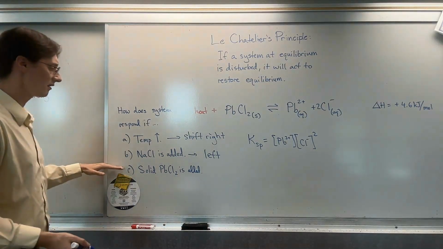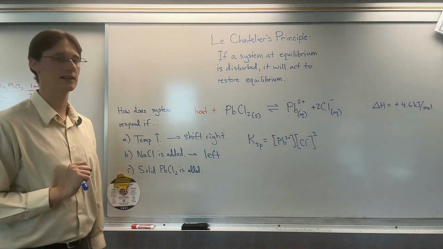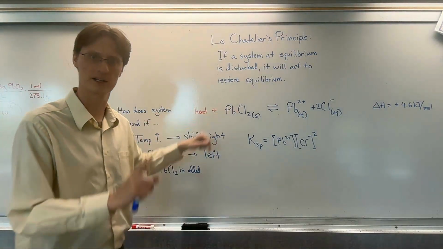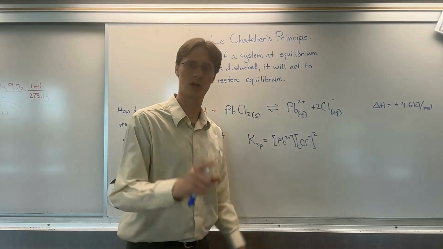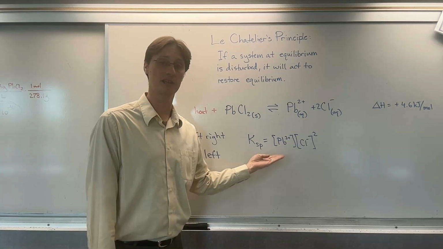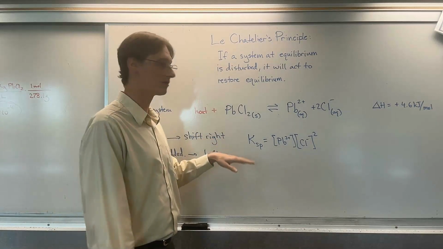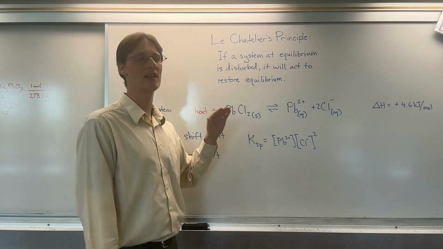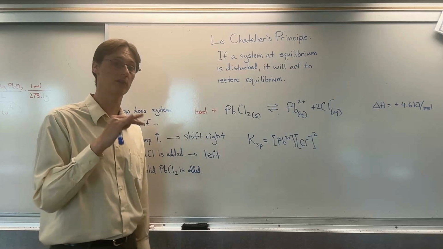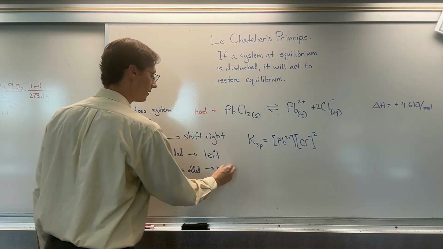All right, last one. Solid PbCl2 is added. Okay, this one is at least a little bit tricky, and here's why. If you look at the equation, you say, there, I found it. There's the PbCl2. It's on the left side. So the reaction shifts to the, hang on a minute. I don't see any PbCl2 in the Ksp expression. Well, that's because it's a solid. Solids and liquids don't go in the equilibrium expression. That means it doesn't matter how much of this stuff I add, it actually will not shift the position of the equilibrium at all. So this would in fact be no change.